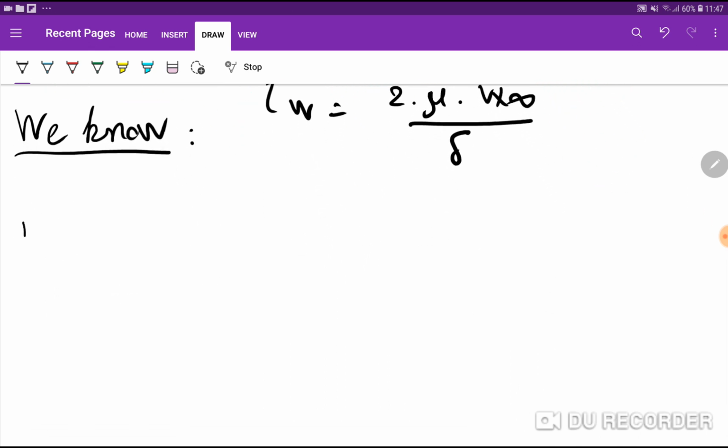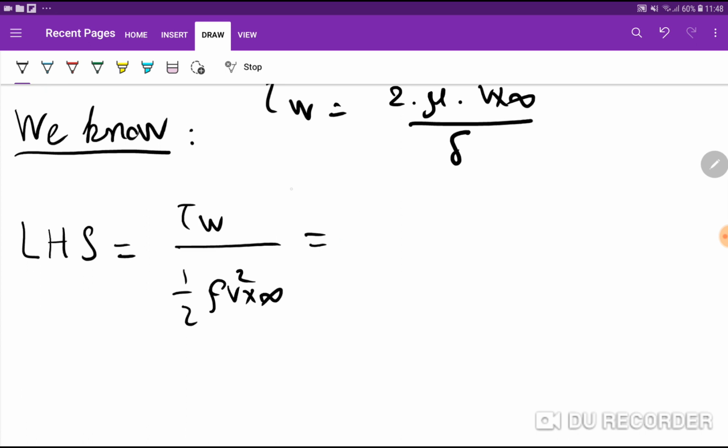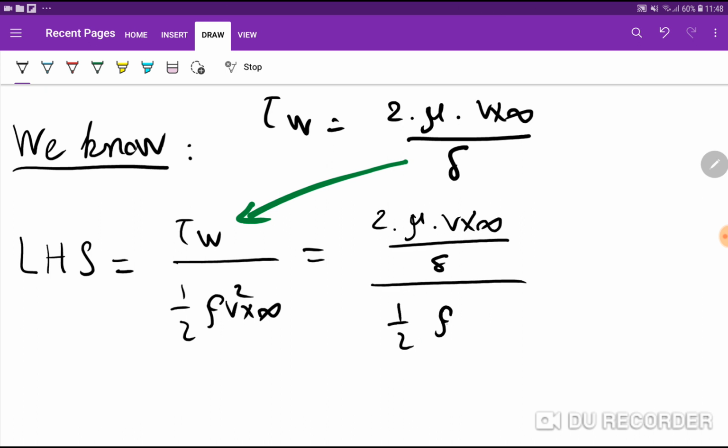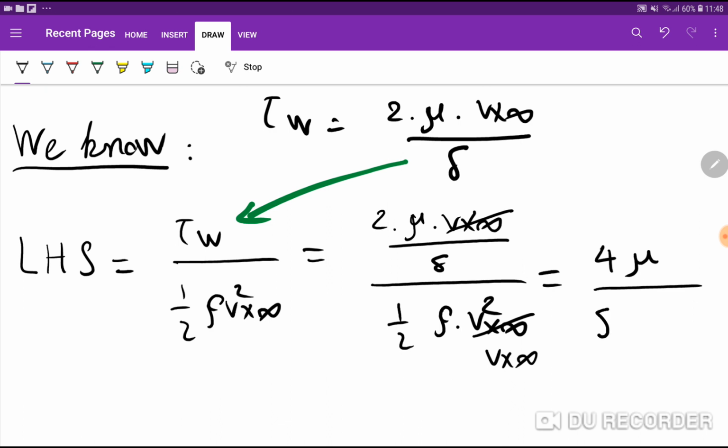So the left hand side, LHS, equals tau w over 1/2 rho vx infinity squared. We can substitute this in, so we get 2 times mu times vx infinity over delta, over 1/2 rho times vx infinity squared. Let's simplify it. So one vx infinity cancels out, and you get 4 mu over delta times rho times vx infinity.